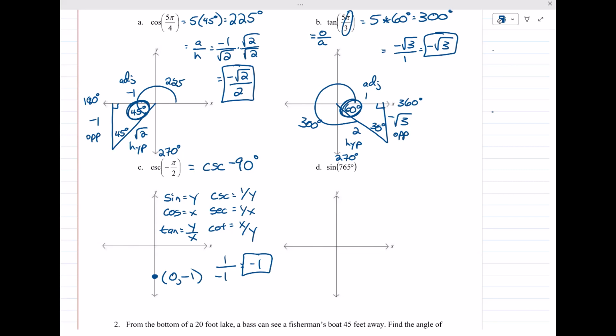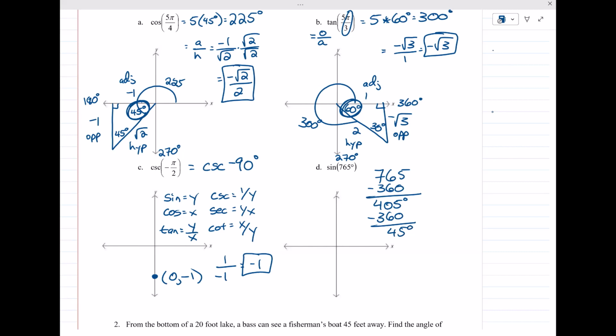All right, so that brings us to 765. So 765 is a really big number. We talked about quadrantal angles. And what we could do is just take 765 and subtract 360 from it. So 765 minus 360 is 405, but that's still pretty big. So the way that we talked about handling big angles, again, is we just use quadrantals. So we subtract 360 using coterminal.